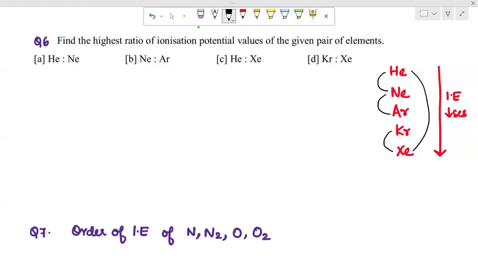So of course, helium has got the highest ionization potential, xenon has got the lowest. Correct? So the ratio of the ionization potential will be highest for helium to xenon. Option C.